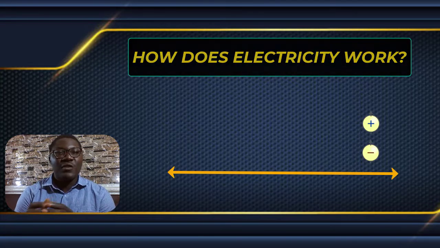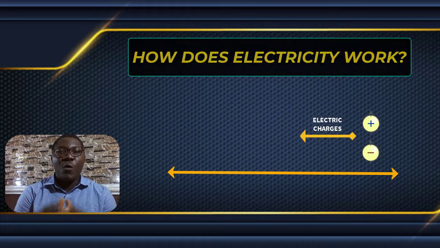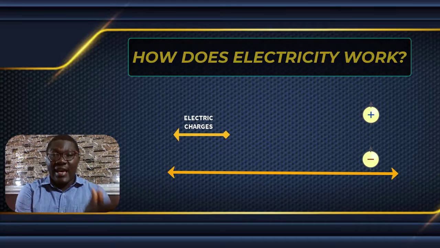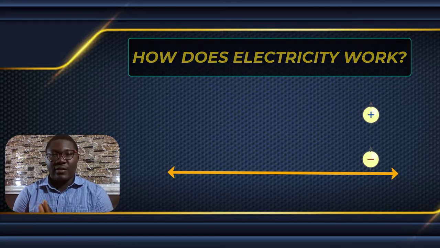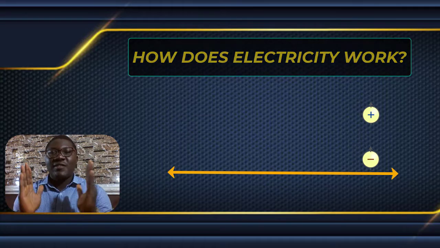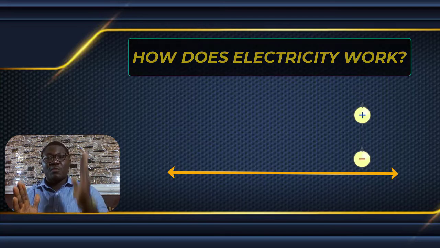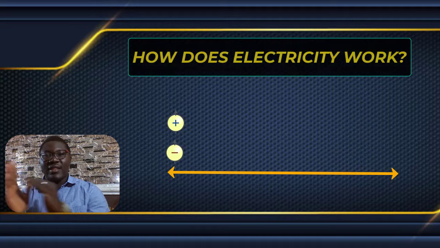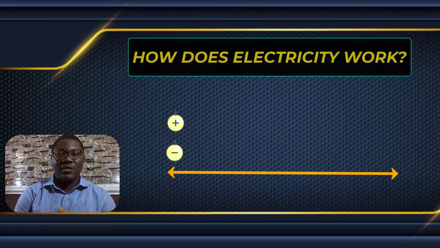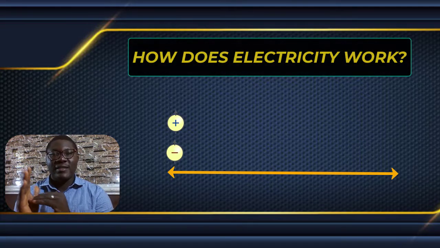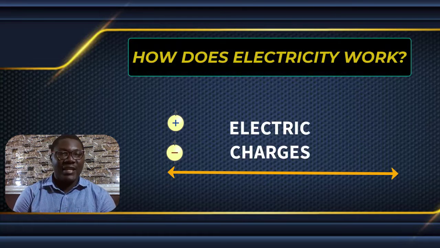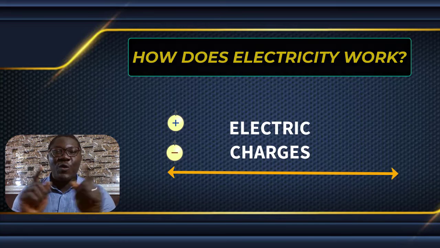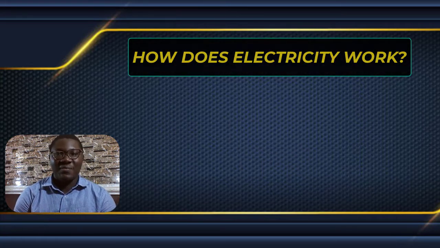Electricity is the movement of electric charges from one point to another, which is from a point A to a point B. So it simply means electricity has to move from these points to these points. That is how electricity works. And in that movement, they carry electric charges. Guys, don't be alarmed. Now let me talk about what electric charges is.